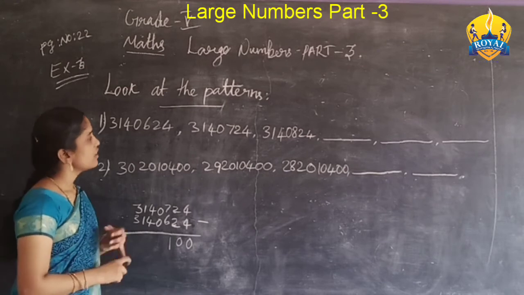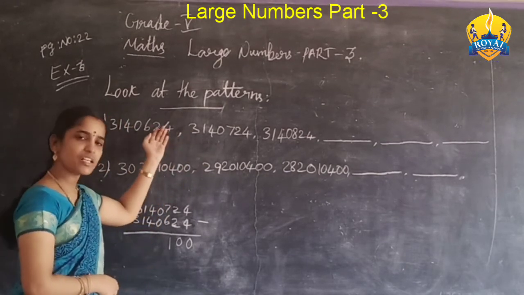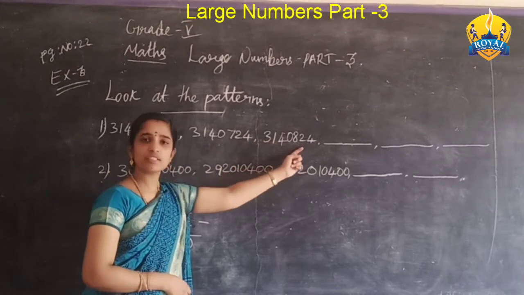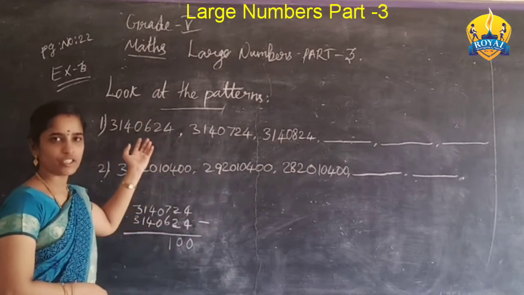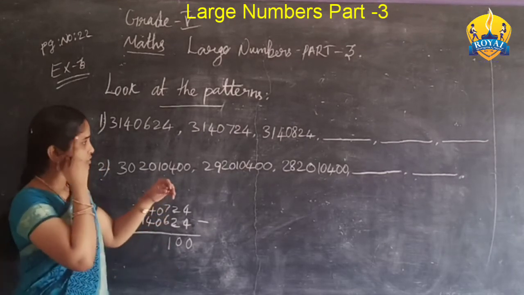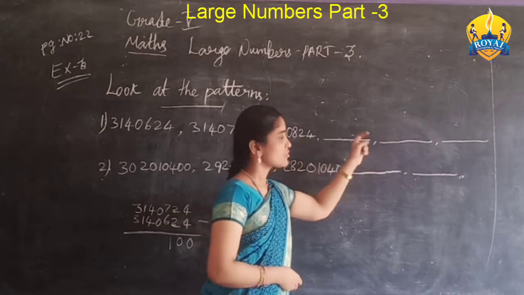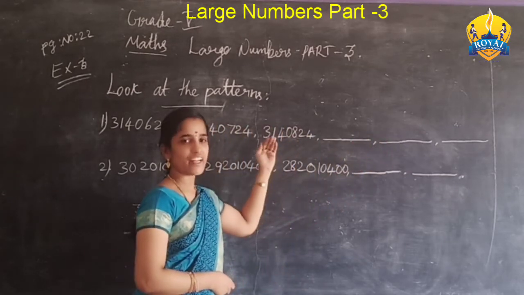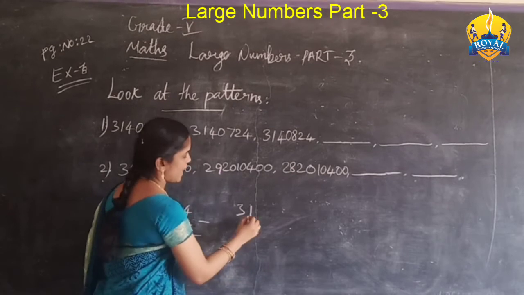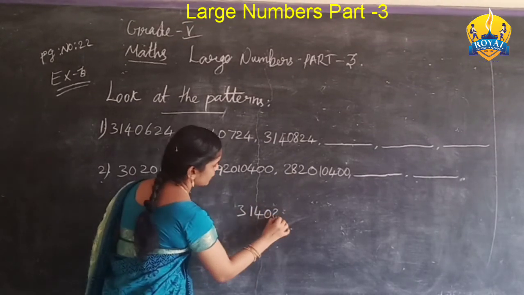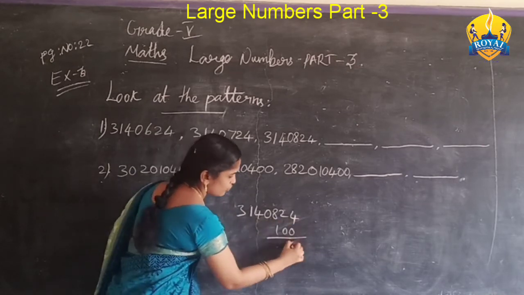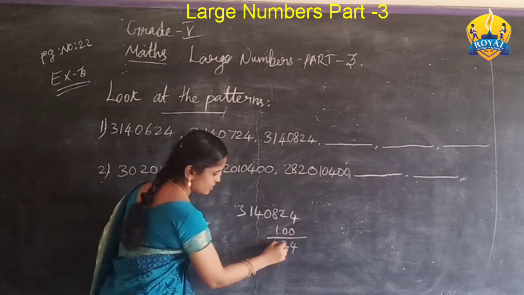Okay. Next, whether it is ascending order or descending order, look: 624 and 724, and the next one is 824. This is ascending order. So we add the difference 100. Okay, right. The missing number here is the last number. We add 100 to the last number. What is the number? 31,40,824. So we add 100. So we get 4 and 2, and 8 plus 1 is 9.